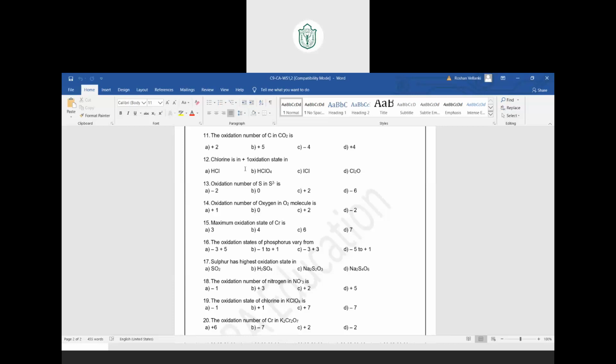How did you do it? Solve it. Solve each and every option. What is the oxidation number of chlorine in A? Option A. What is the oxidation number? Minus 1, sir. Very good. Next, option B, HClO4. What is the oxidation number of chlorine in HClO4?